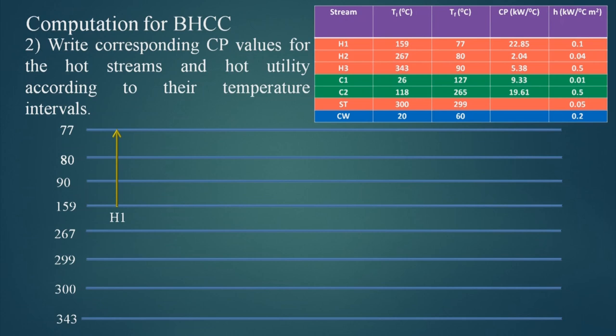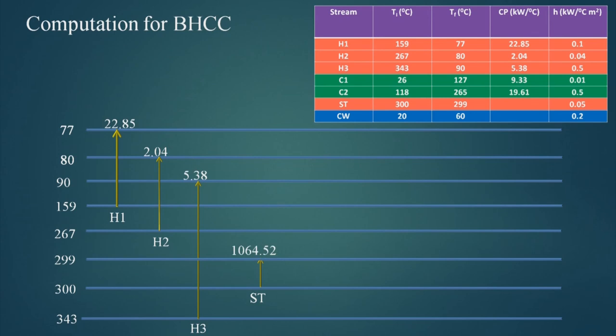So, H1 stream moves from 159 degree centigrade to 77 degree centigrade, and its CP value is 22.85. Hot stream H 2 moves from 267 to 80 degree centigrade, and its CP value is 2.04. H 3, which is hot stream 3, is moving from 243 degree centigrade to 90 degree centigrade, and its CP value is 5.38. And the steam, which is from 300 to 299 degree centigrade, has a CP value of 1064.52.